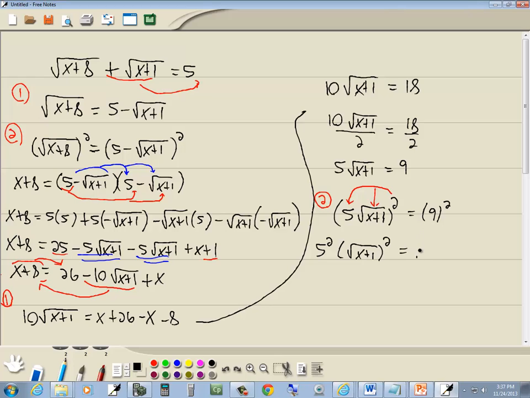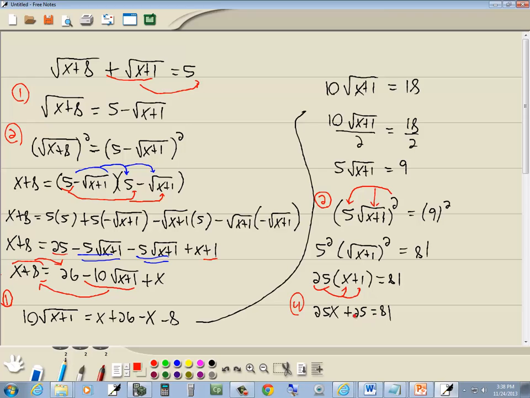Over on the right side, 9 squared is 81. Well, 5 squared is 25. And when your index matches the power you're raising it to, it cancels away and leaves you x plus 1 equals 81. And step 4, solve for x. This is a linear equation, so take 25, multiply it through. So 25 times x is 25x. 25 times 1 is 25, equals 81.